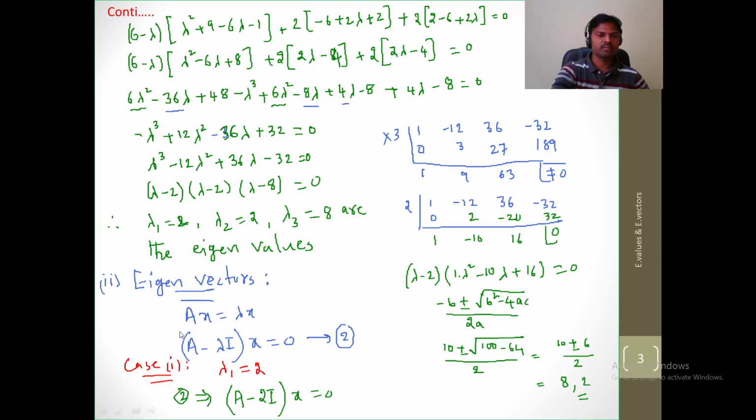So eigenvectors can be calculated by using this equation: (A minus lambda I) x bar is equal to 0. And case 1, first eigenvalue 2. So with respect to 2, let us find what is the eigenvector. Replace lambda is equal to 2 in equation number 2. So (A minus 2I) x bar is equal to 0. So from here I will continue.